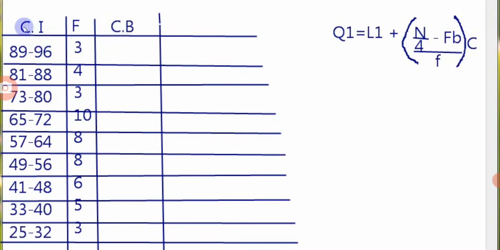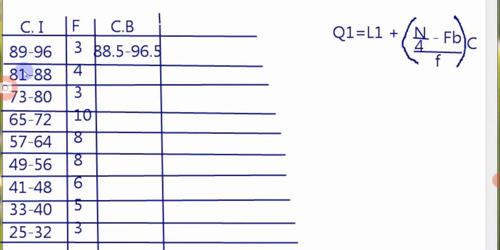So we go to the class interval, go to the first number there, 89, remove 0.5, and add 0.5 to 96. When you remove 0.5 from 89, you have 88.5. When you add 0.5 to 96, you have 96.5, and this gives the upper boundary. So it's 88.5 to 96.5.